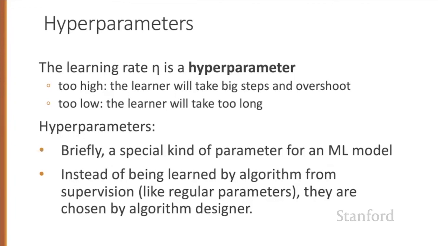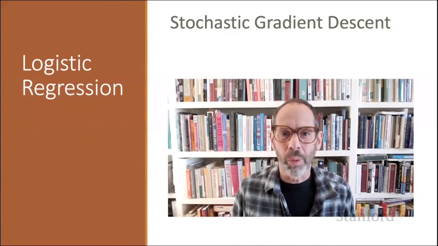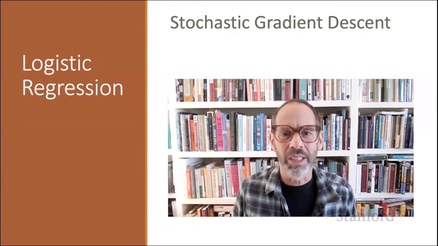In general, hyperparameters are a special kind of parameter for any machine learning model. Unlike regular parameters, weights like w and b, which are learned by the algorithm from the training set, hyperparameters are special parameters chosen by the algorithm designer that affect how the algorithm works. We've now introduced the important stochastic gradient descent algorithm. We'll give more details in the next lecture.